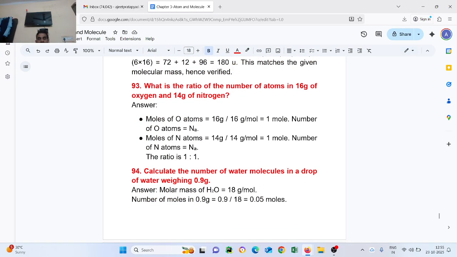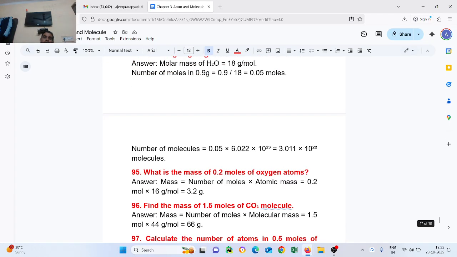Question number 94. Calculate the number of water molecules in a drop of water weighing 0.9 gram. Molar mass of water, H2O, is 18. Number of moles is 0.9 gram upon 18, equal to 0.05 moles. Number of molecules is 0.05 multiplied by 6.022 multiplied by 10 to the power 23, equal to 3.011 multiplied by 10 to the power 22 molecules.